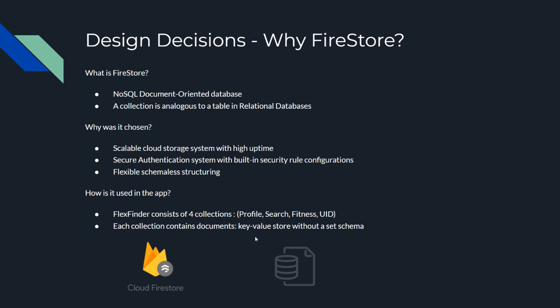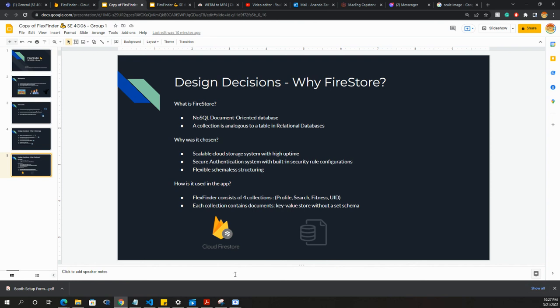And we also use Firestore as our database system, so it's a NoSQL database. Essentially, this is what's being communicated. Anytime we submit information, it goes to specific sections in our database for profile, search, fitness, and UID. And then based on this, we're able to query for information from profile, from fitness, etc. So this is FlexFinder in a nutshell, and I hope you found it insightful.